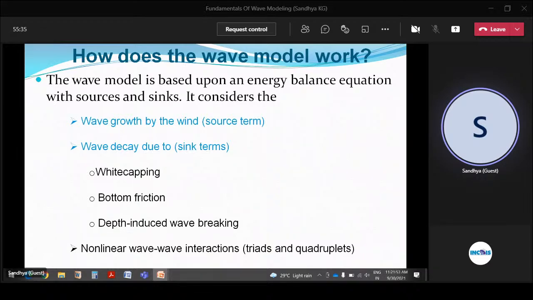But what is a source term? A source term is the term which adds energy to the waves. And a sink term is the term which drains energy from the waves. And these nonlinear wave-wave interactions are different. They are neither adding energy nor subtracting energy. That we will see later.